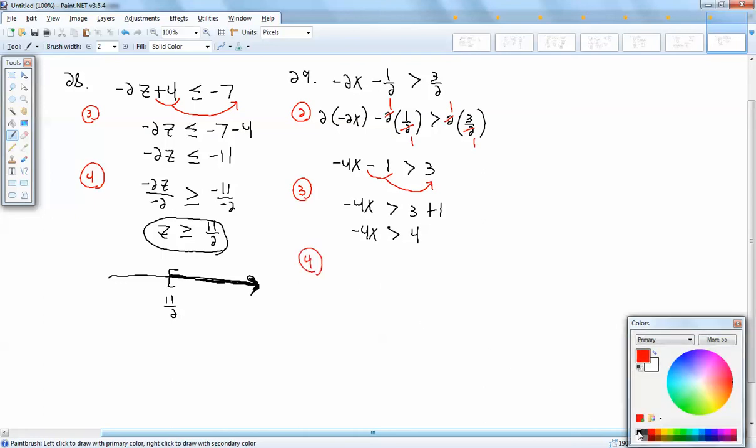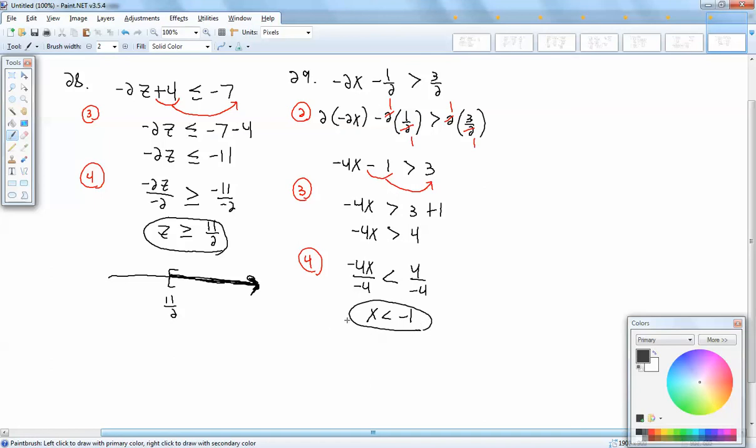Divide both sides by the number in front of your x. Now, the number in front of x is a -4, so we're going to divide both sides by -4. And remember, if you divide both sides by a negative number, you flip your inequality symbol. So then we get x is less than -1, and that's our algebraic form.